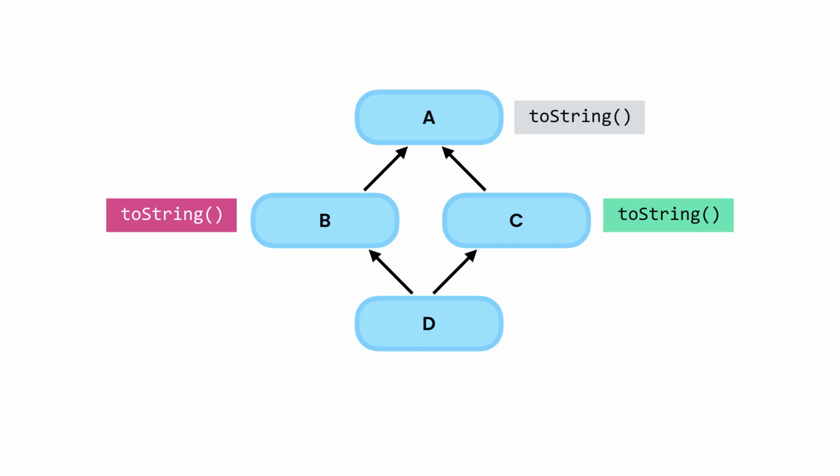Now here's the thing. In Java, as you know, the Object class is the root of all classes. So every class that exists in Java, directly or indirectly, inherits from the Object class. So here, A is essentially the Object class in Java. B and C could be two independent classes like Student and Instructor.